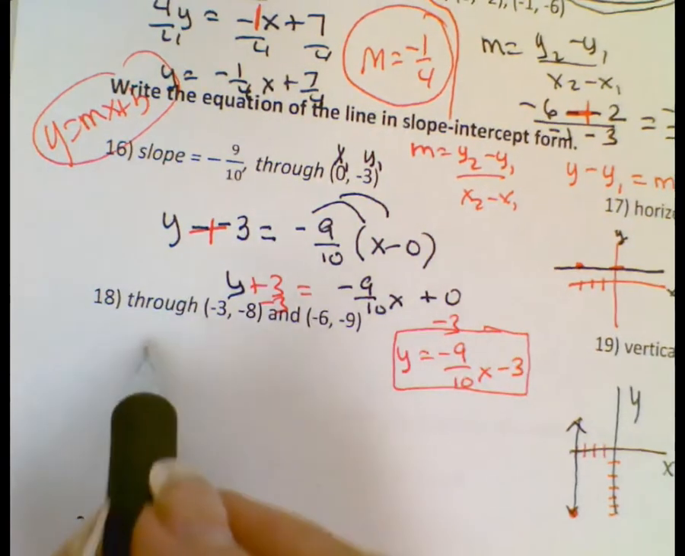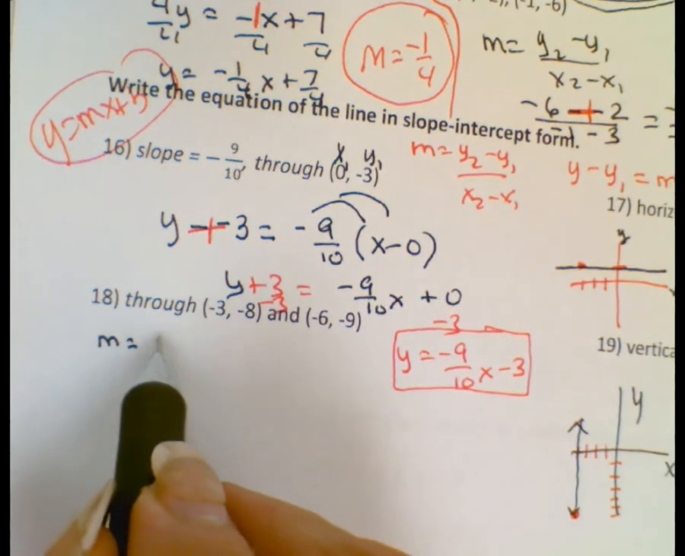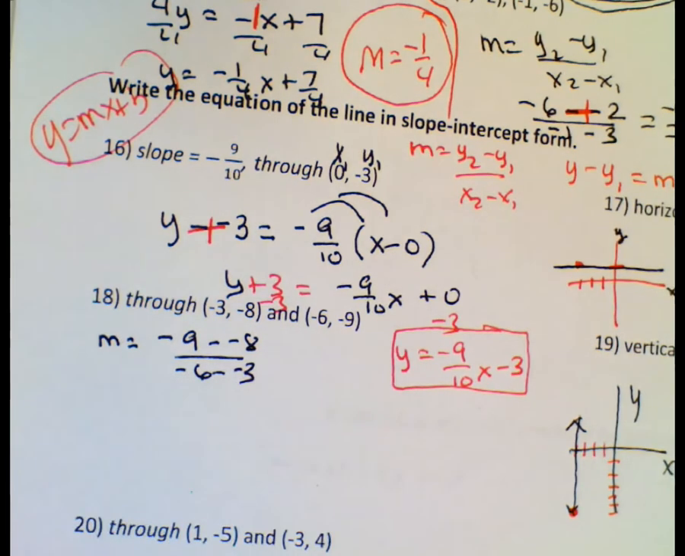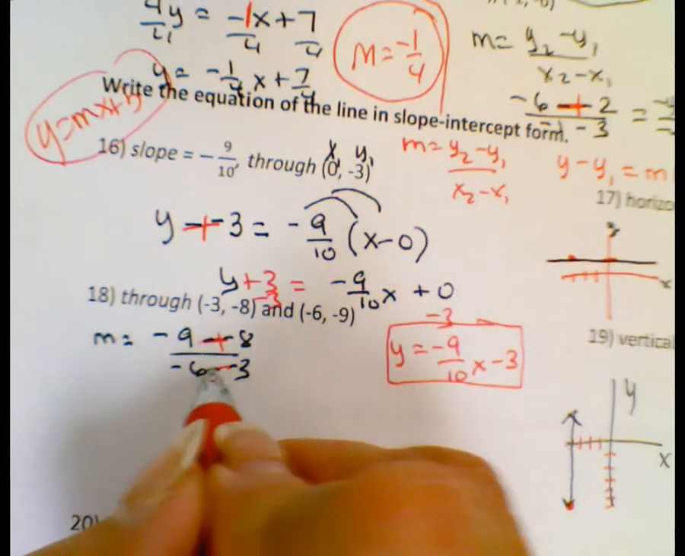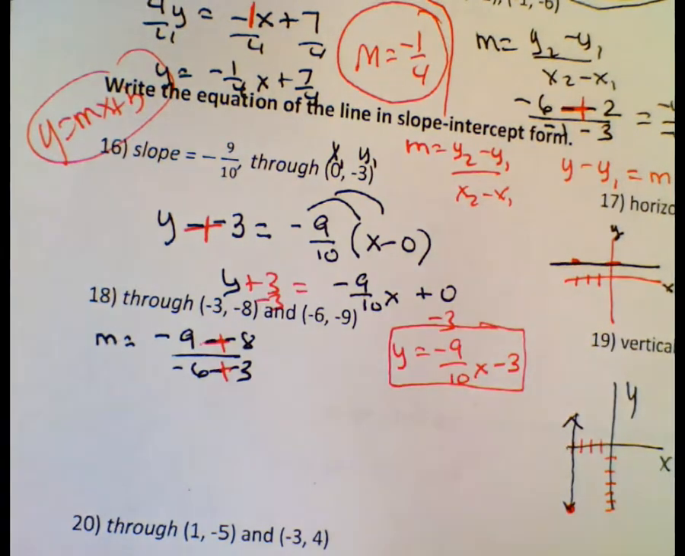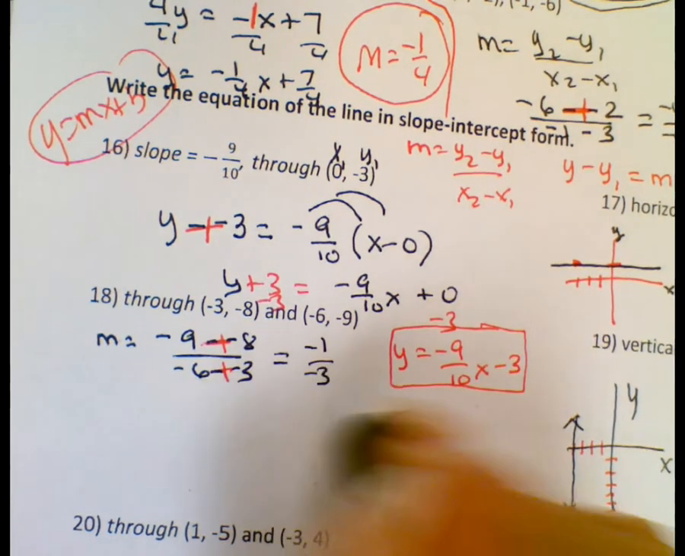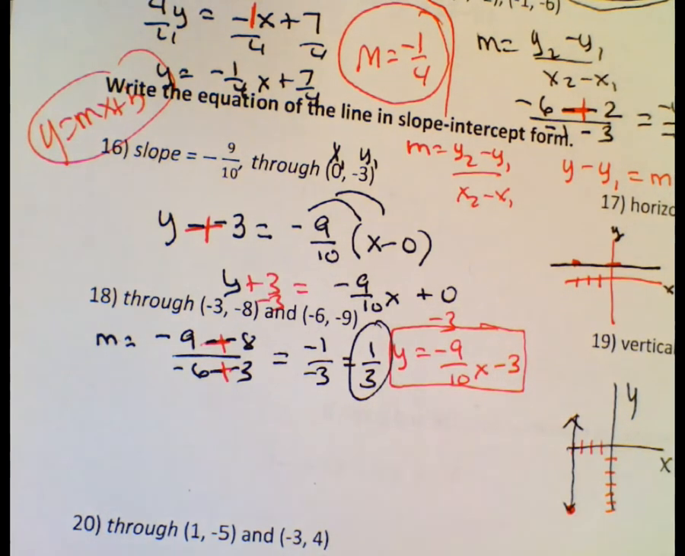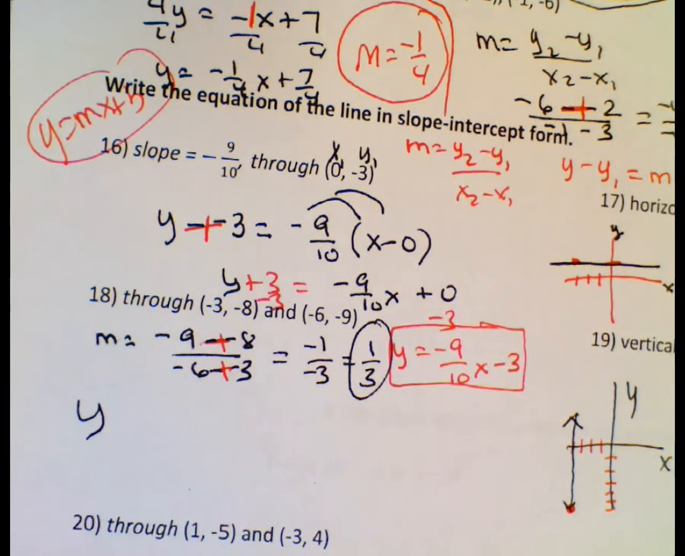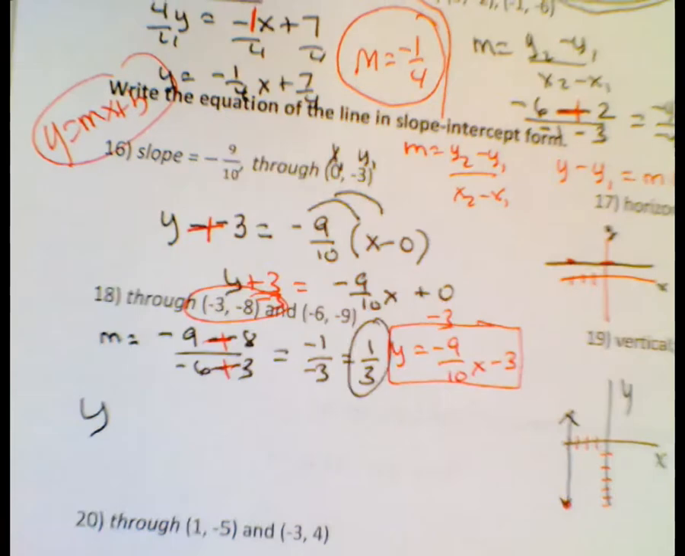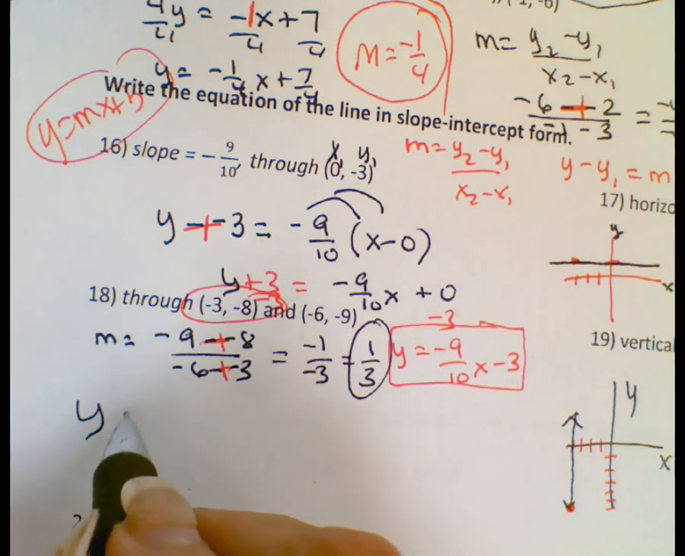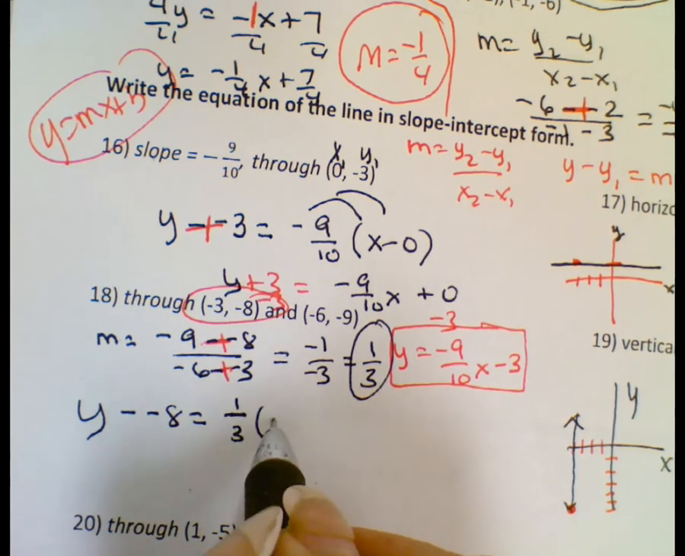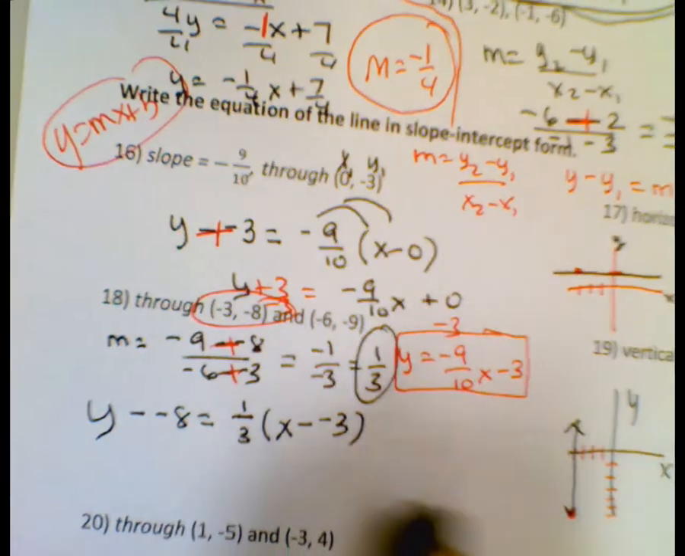So this one's like the 8-point problems. First thing we'll do is find the slope. So it's -9 minus -8 over -6 minus -3. We have double negatives on the top and the bottom. So the top is -1 and the bottom is -3, which is positive 1/3, because 2 negatives make a positive. Then we have y. I'm going to choose this point right here, -3, -8. So y minus -8 equals the slope 1/3 times x minus -3.